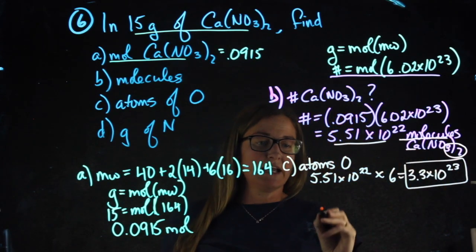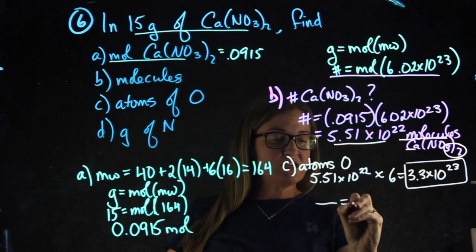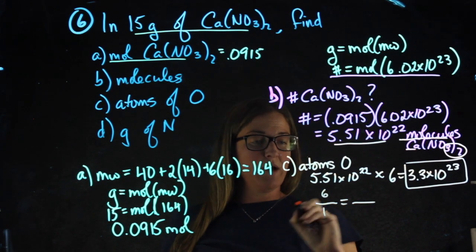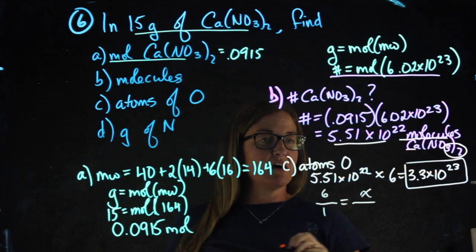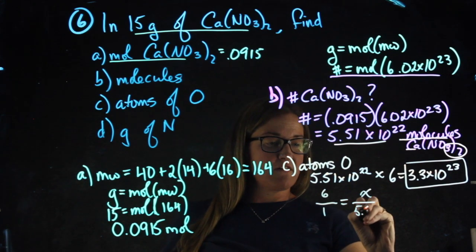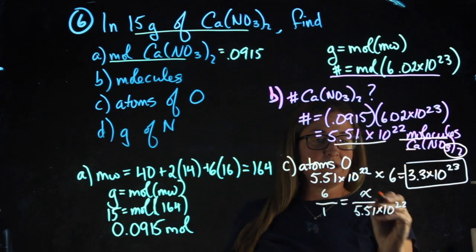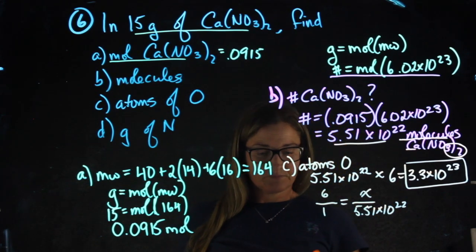Another way you may have done it is you might have set up a ratio where we know that there's 6 oxygens for every 1 molecule. So how many oxygens are there if there are 5.51 times 10 to the 22nd molecules? Doing this will get you the same answer.